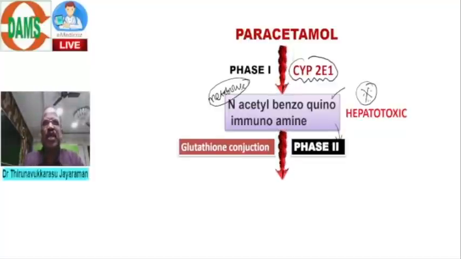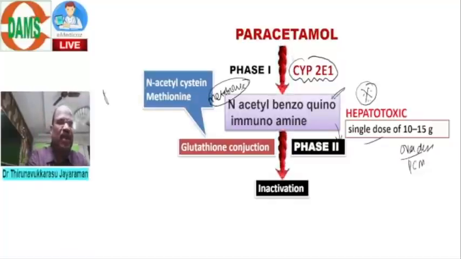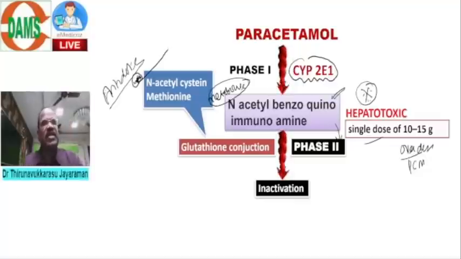But yourself, myself, everybody takes paracetamol, and we don't develop liver toxicity because this phase 1 metabolite further undergoes a phase 2 reaction by glutathione conjugation and becomes inactivated. That's why we don't develop liver damage with paracetamol. But if the patient takes an overdose of paracetamol, say a single dose of 10 to 15 gram, then too much toxic material will accumulate, and it becomes very difficult to deactivate. For that, we have an antidote. The antidote is N-acetylcysteine, the drug of choice. This can be supplemented with methionine. So the straight drug of choice for paracetamol poisoning is N-acetylcysteine.